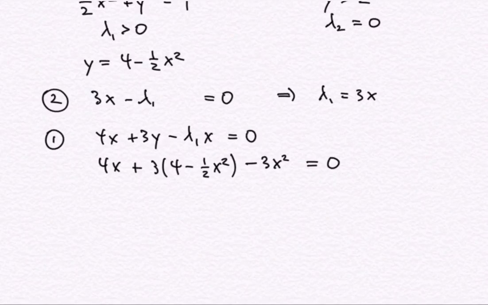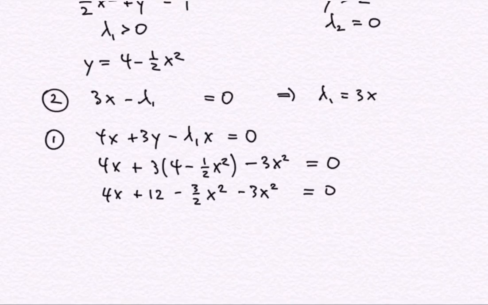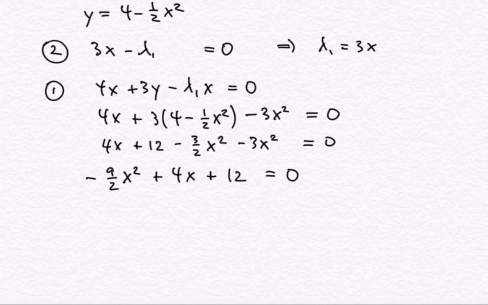Let me clean it up a bit. So I get 4x plus 12 minus 3/2 x squared minus 3x squared equals 0. So I get minus 9/2 x squared plus 4x plus 12 equal to 0. Now I multiply through with minus 2 over 9, so I get x squared minus 8/9 x minus 8/3 equal to 0.